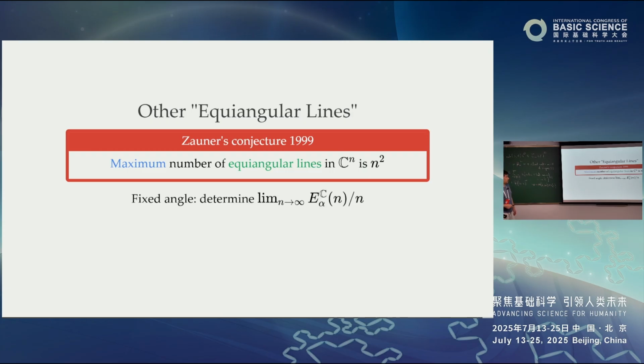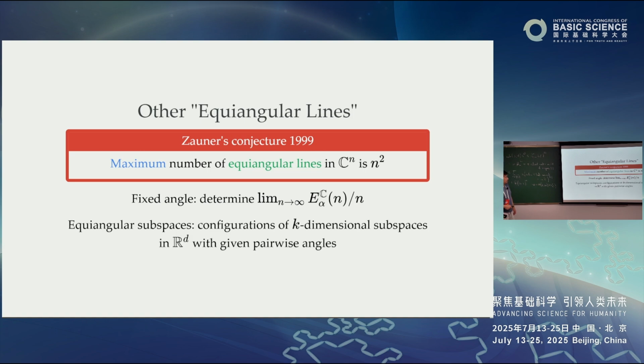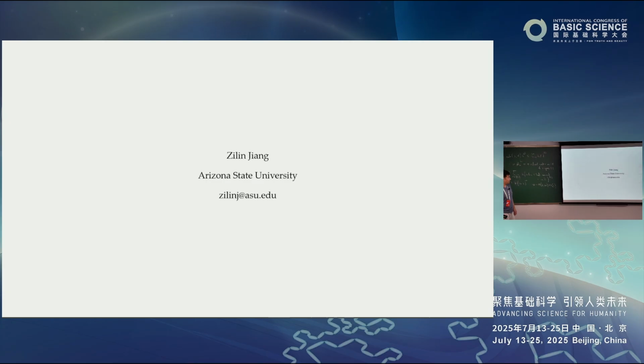And you can ask the same question over the complex numbers. If you fix the angle, what's the asymptotic behavior of the maximal number of equiangular complex lines? And finally, you can also think about equiangular subspaces, where an equiangular line is just a one-dimensional subspace, but you can think about k-dimensional subspaces with pairwise angles separated by the same value. And with that, thank you very much for your attention.